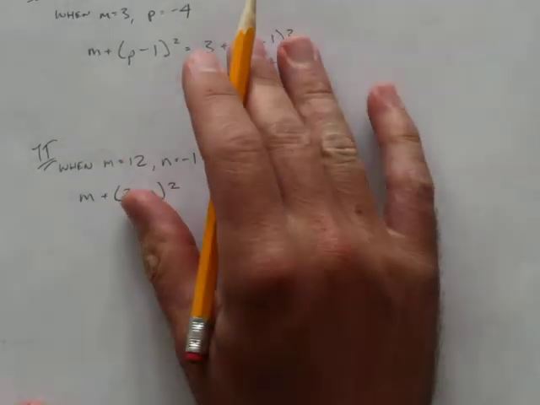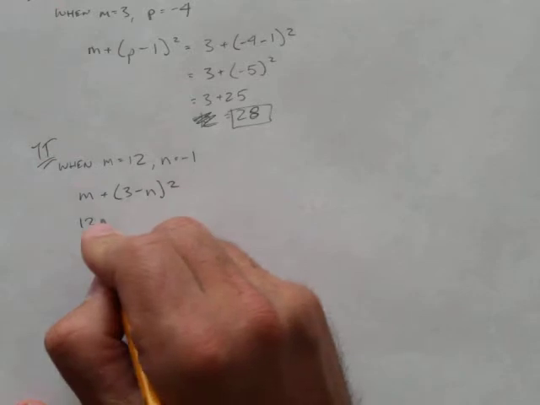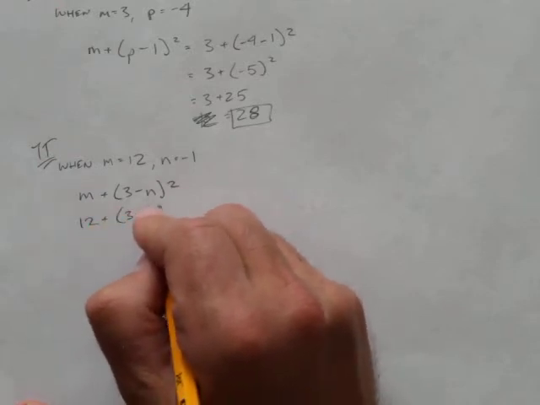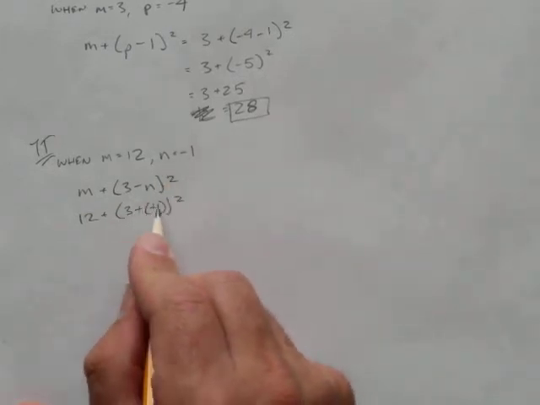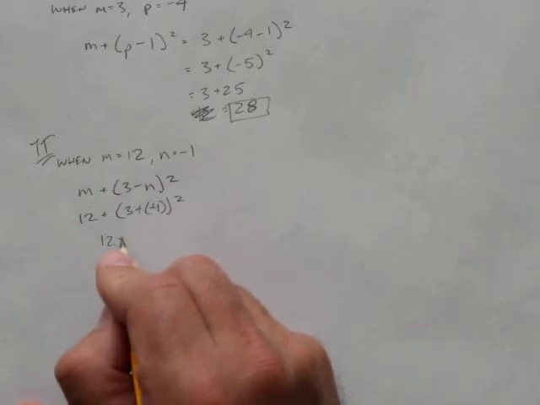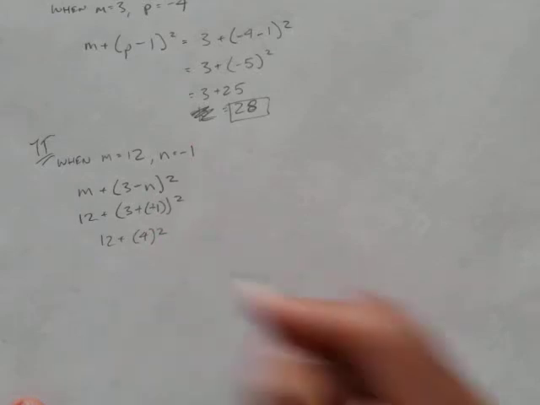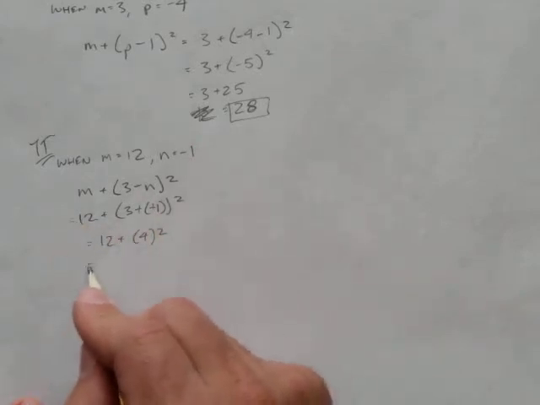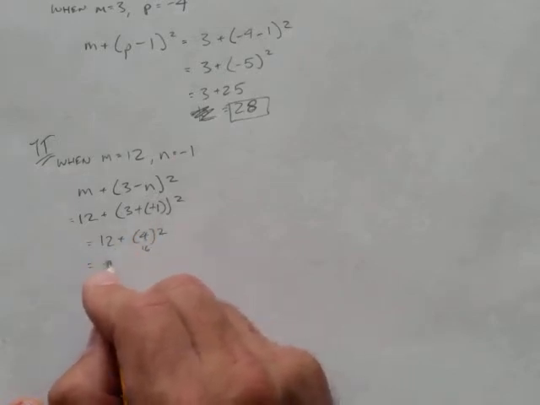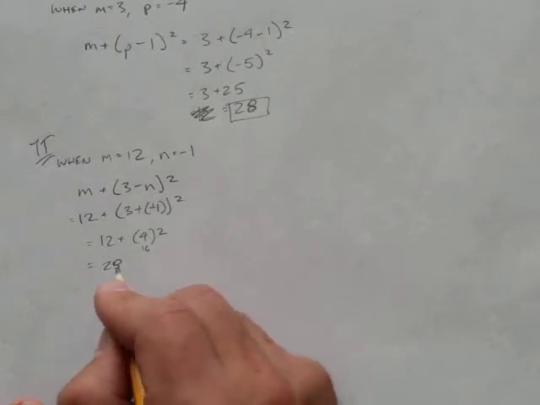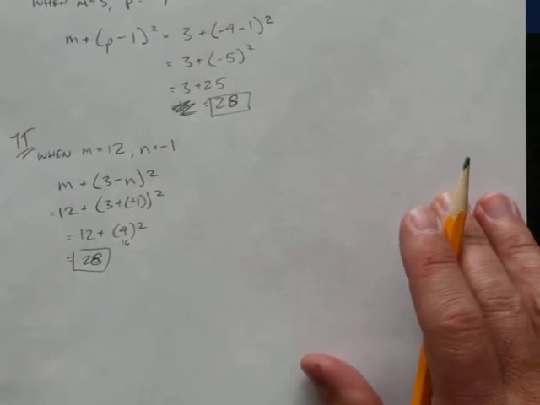All right, here we go. Let's do this one together. So m is 12 and n is -1. 12 plus 3 minus -1 squared. We do the parentheses first. 3 plus 1 is 4. 12 plus 4 squared. And 4 squared is 16. 16 plus 12 is 28. 28 again? Two 28s in a row? That's crazy. Let's do 2 more Your Tries.